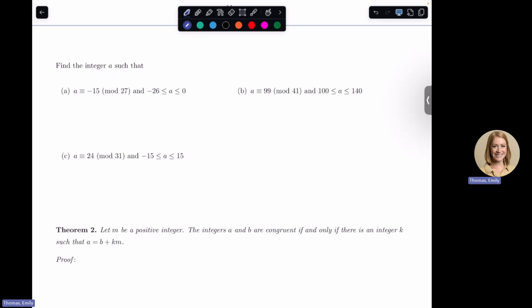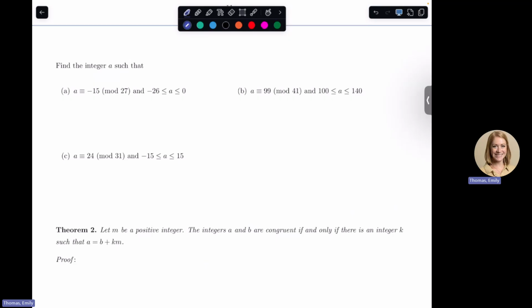It's -15. Why? Because it's not bigger than 27 or -27. Because -15 is the number that's in that window. -15 is the one that's in that window.